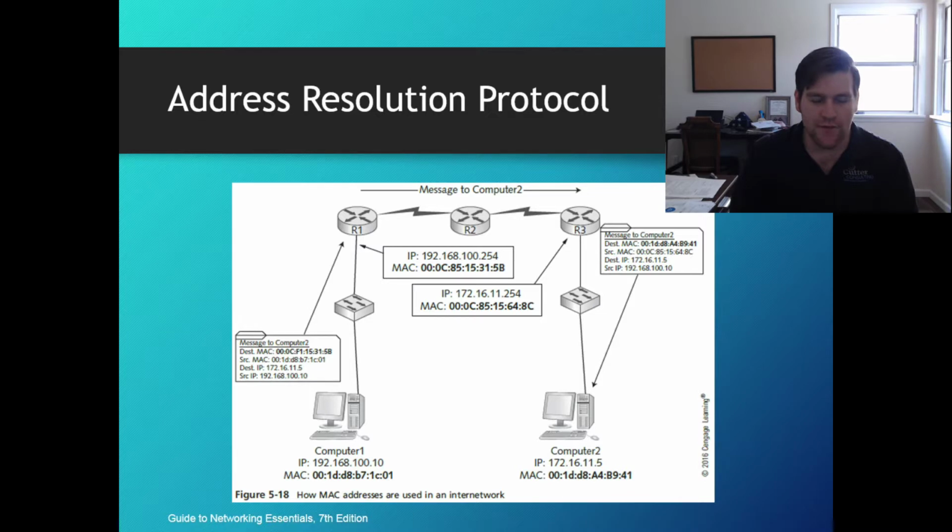transmission from one device to another. Here we have computer 1. You see it's got an IP address and a MAC address, right? We have an IP address and MAC address for our router, and an IP and MAC address on this destination network. So initially, computer 1 generates a packet. It's trying to communicate with computer 2, right?